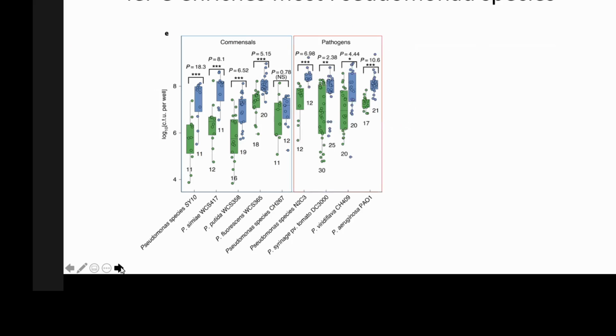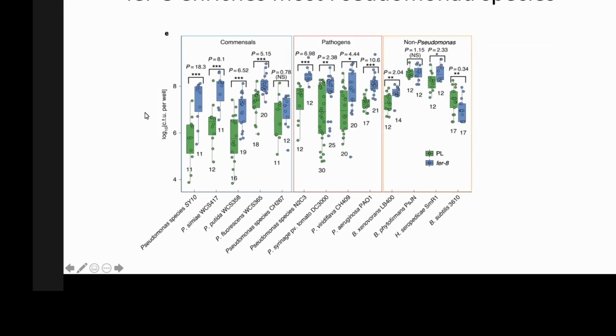When they looked at some Pseudomonas pathogens, so they looked at 4 different pathogens, PA1, Pseudomonas syringae, they also saw this increase, right, with FER8, suggesting that FER8 is not necessarily enriching just for beneficial Pseudomonas, but it seems to be enriching for most Pseudomonas species in general.